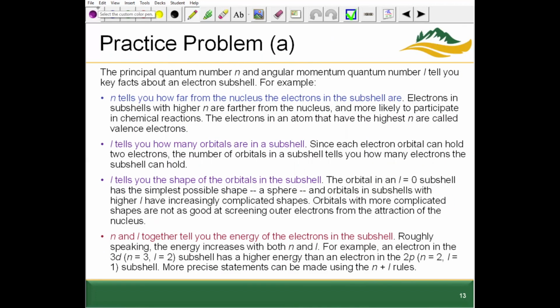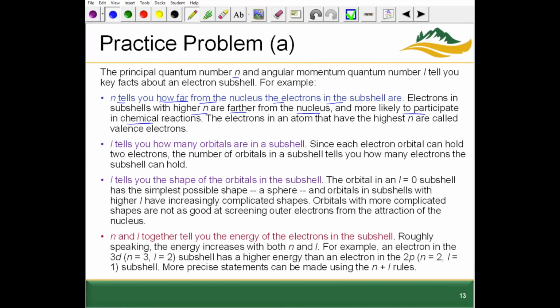So we talked a bit about n and l. Let's go through more on n and l. So n tells us again how far from the nucleus the electrons in the subshell are. Electrons with a higher n are further away from the nucleus and more likely to participate in chemical reactions.